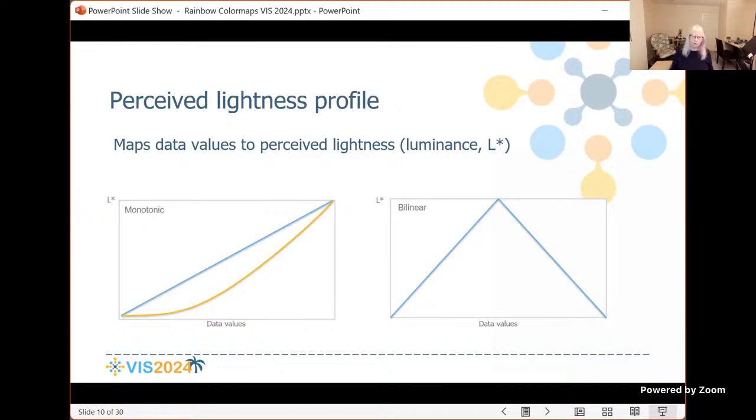However, not all visualization applications require shape from shading. And in many cases, we've found a bilinear profile to be extremely useful, say for diverging color maps. That means you have a color on one side that goes from dark to light, and then a different color on the other side that goes from light to dark.